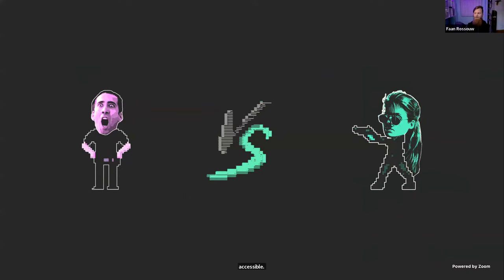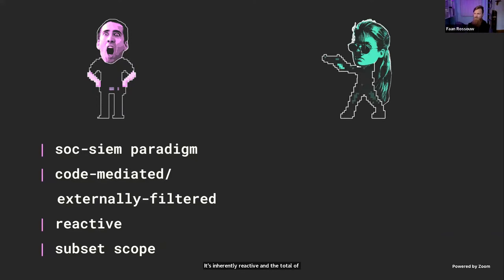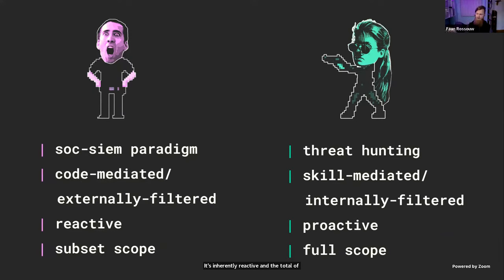So if we quickly compare these two side to side, we have our SOC SIEM approach. Like I said, it's code mediated or externally filtered. It's inherently reactive, and the total view has been reduced to a tiny subset. If we contrast this to our threat hunter, it's skill mediated, aka internally filtered. It's inherently proactive, going to look for the threat, and the full scope is retained.